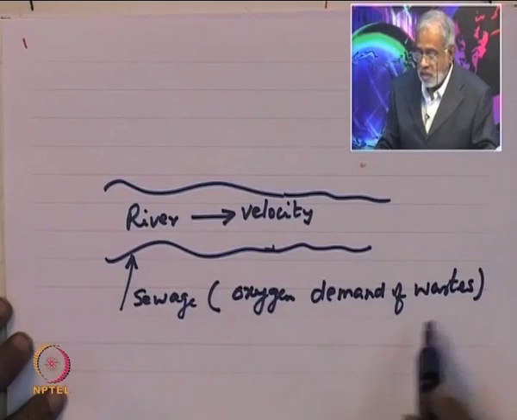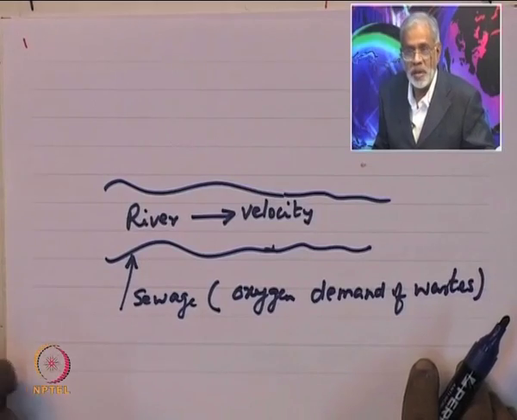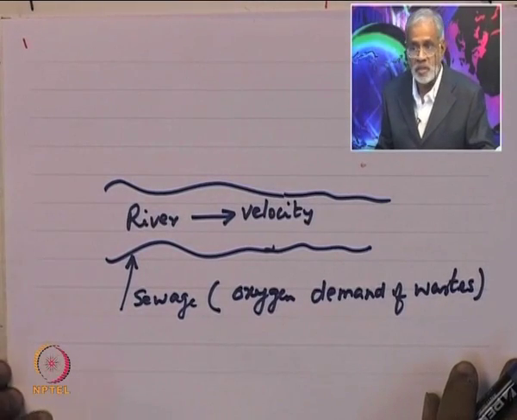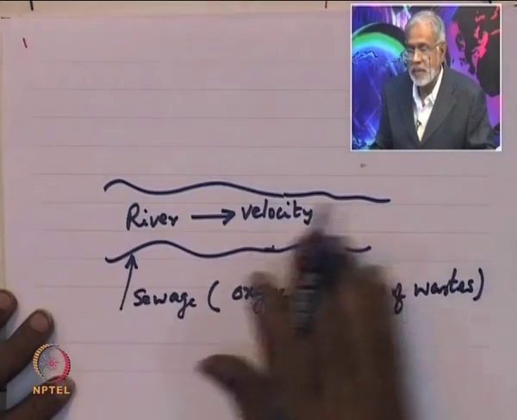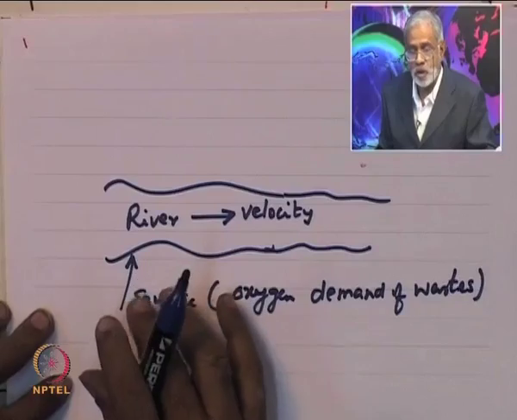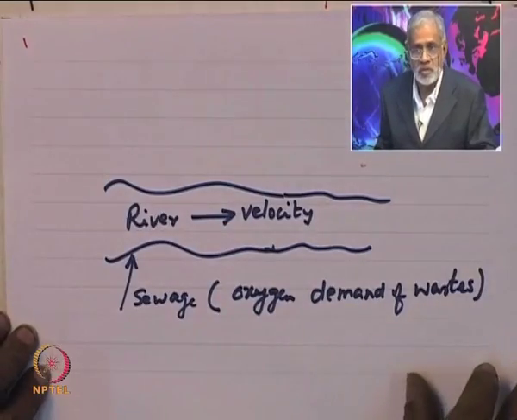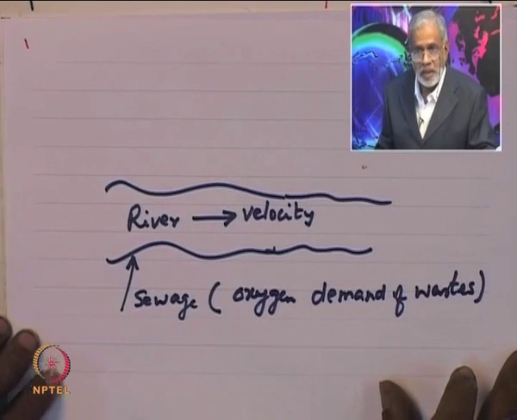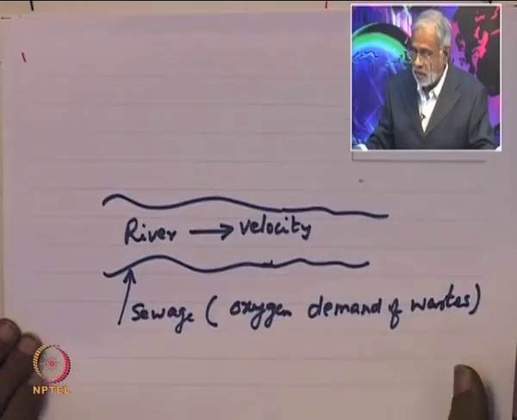will start to utilize whatever oxygen is present in the water and whatever oxygen diffuses from the atmosphere into the water. And therefore, you will find that the oxygen availability would be different from what it was previously. We would like to, of course, see how these oxygen levels deplete and how the oxygen levels restore themselves and so on. So, let us write our equations once again.